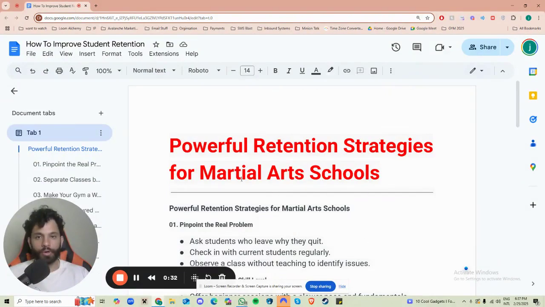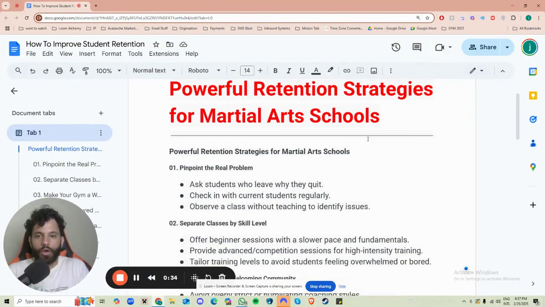So the first point we're going to be talking about is we need to pinpoint the problem, right? I'm going to teach you how you can identify the problem, and then we'll learn how you can solve that problem. The first way we can do that is by asking students why they are leaving once they quit. A simple exit form with your gym, which has to be a no pressure form, that students can fill out explaining why they're currently leaving and why they want to leave, right?